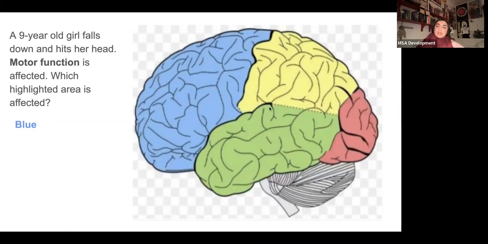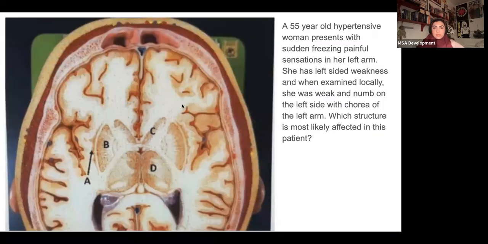Or if it's eyesight with macular sparing, for example, then we can go ahead and say red. The macular sparing is a very good hint as to what is affected, and it's typically the occipital lobe.